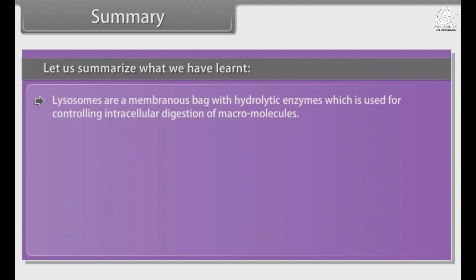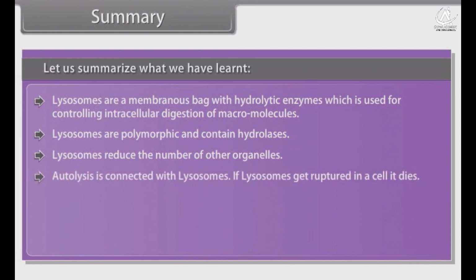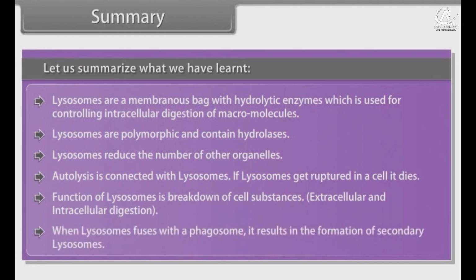Lysosomes are membranous bags with hydrolytic enzymes which are used for controlling intracellular digestion of macromolecules. Lysosomes are polymorphic and contain hydrolases. Lysosomes reduce the number of other organelles. Autolysis is connected with lysosomes. If lysosomes get ruptured in a cell, it dies. Function of lysosomes is breakdown of cell substances. When lysosomes fuse with phagosome, it results in the formation of secondary lysosomes.